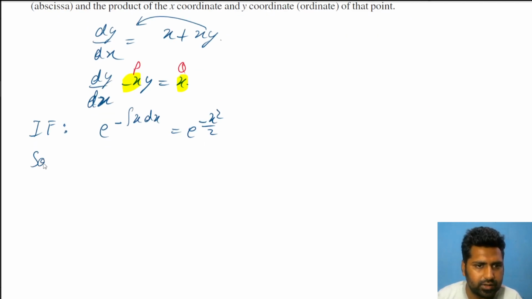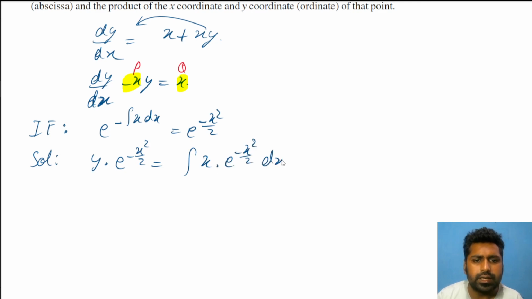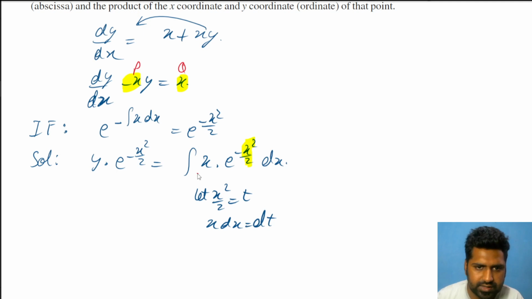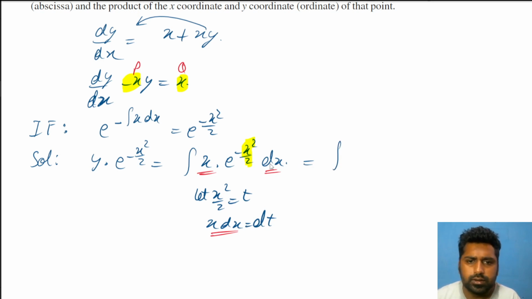Then the solution comes like this. Solution goes with y into IF, that is e raised to power minus x square by 2, equals integration of q, that is x into e raised to power minus x square by 2 dx. Now don't do by parts. Why? X square by 2 is present. Use this. If you take x square by 2 as t, then x dx is dt. So this integration becomes integration of e raised to power minus t dt.